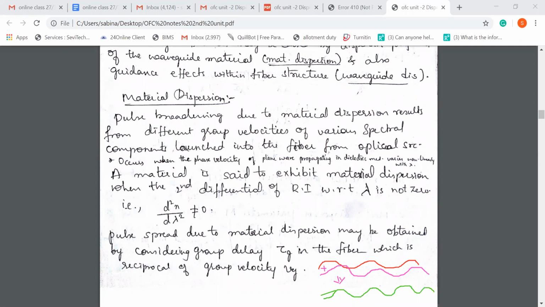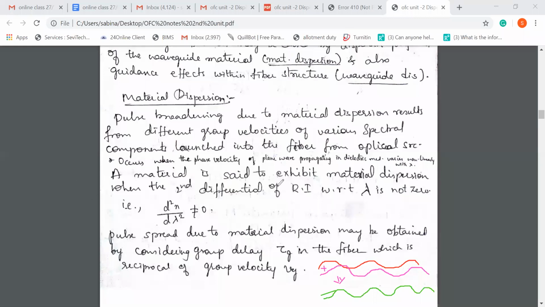That is the reason pulse broadening due to material dispersion results from the different group velocities of the various spectral components launched into the fiber from the optical source. That's what I told you, right? Are you able to follow the same thing? They follow different group velocities, so we get some dispersion.